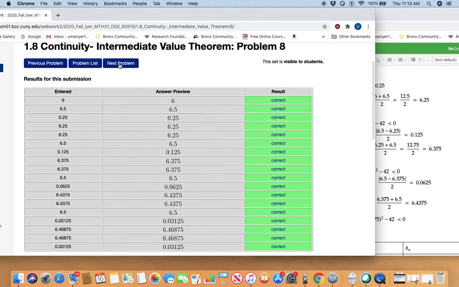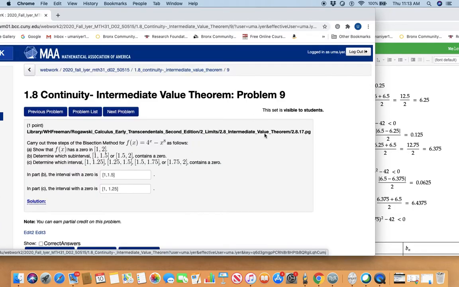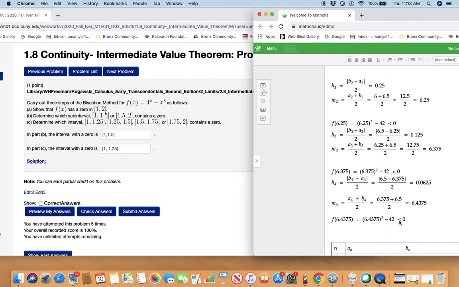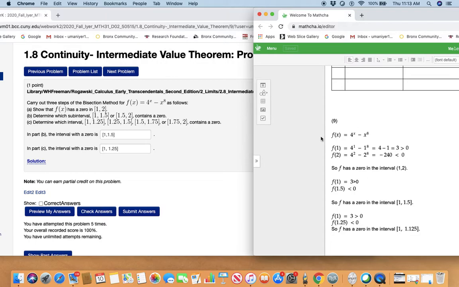Okay, next problem. Carry out 3 steps of the bisection method. Your function is 4 to the x minus x to the 4. Show that f(x) has a 0 in [1, 2]. Well, what happens at 1? Positive. What happens at 2? Negative. So there is a 0 between these two.